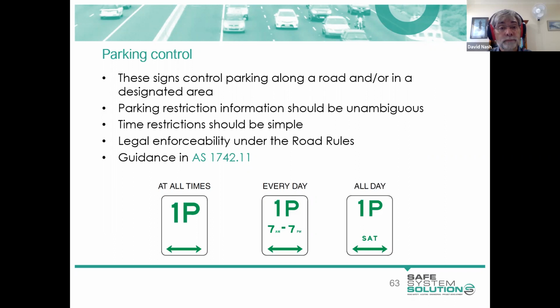Time restrictions should be simple. They're legally enforceable under the road rules, of course, and the guidance is in part 11 of the Australian Standard. So here's some examples. 1P, 7 a.m. to 7 p.m. But because there are no days listed there, it means every day. And 1P Saturday means all day Saturday. You actually don't need the words all day on this sign, and you don't need the words every day on this sign, and you don't need at all times on that sign. The idea is to keep them as simple and explicit as possible.